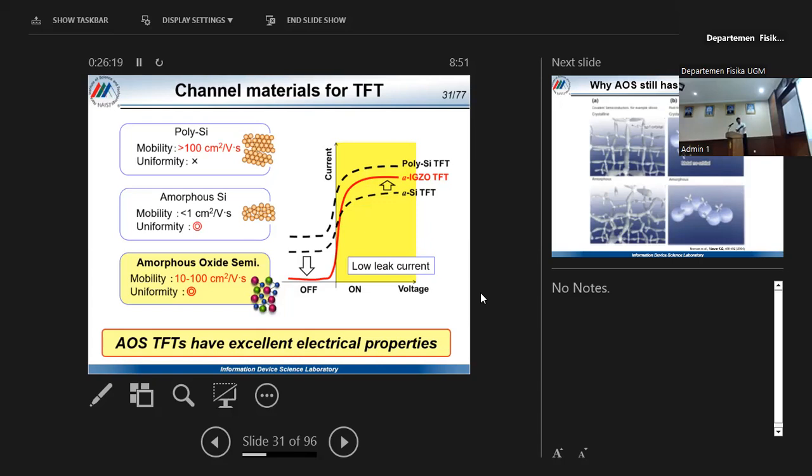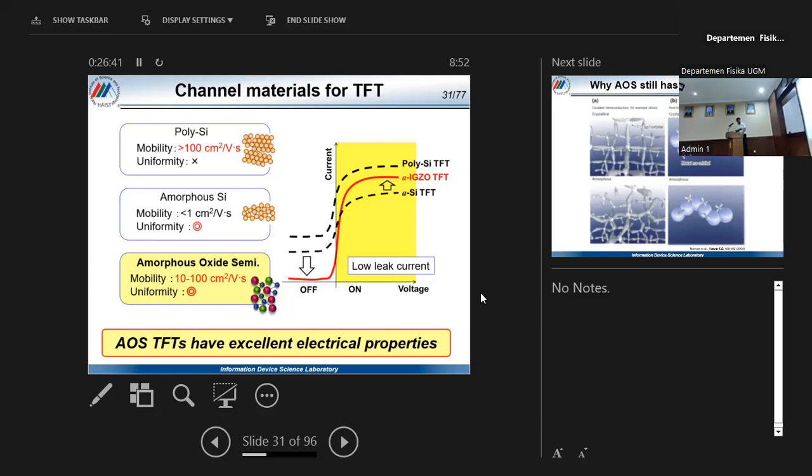But for your smartphones now, you're okay with polycrystalline silicon because you want the mobility to be as high as possible. That means a higher refresh rate, and because the mobility also controls the brightness of your display, you also want high mobility. But the problem is that it's polycrystalline, so it's not uniform.